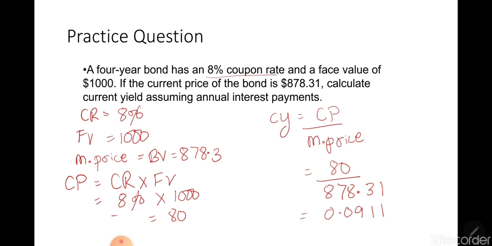The answer is coming 0.0911. I would recommend converting your answer into a percentage, since it is a yield. It is supposed to be a percentage. So multiply it by 100. The answer is 9.11%. This is the current yield of this bond. So this 9.11% is telling you that the annual return your bondholder will get from purchasing the bond at 878.31 is 9.11%. This 9.11% is the return on 878.31. Moving ahead.